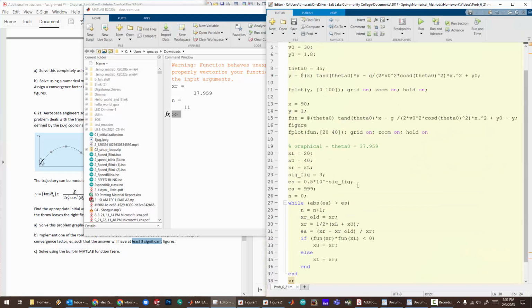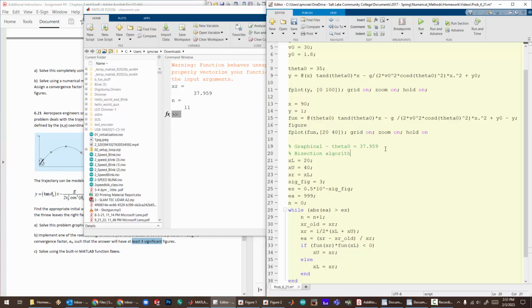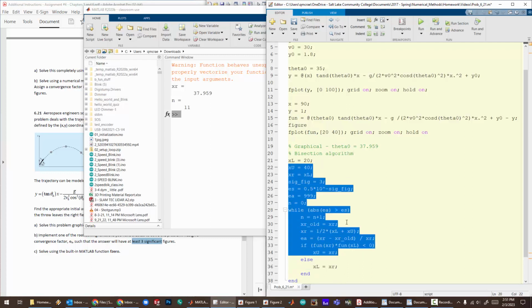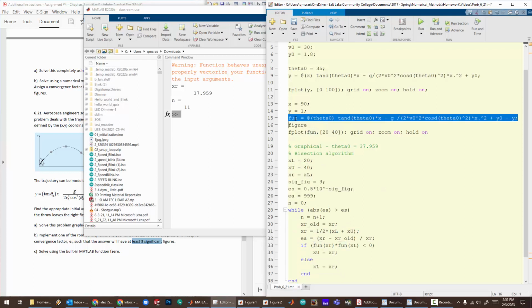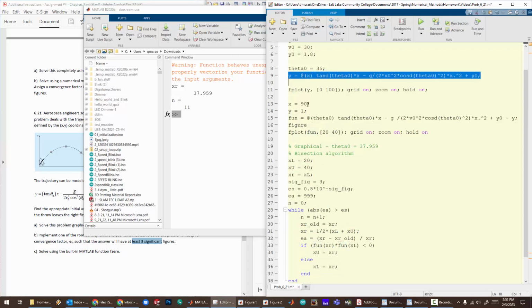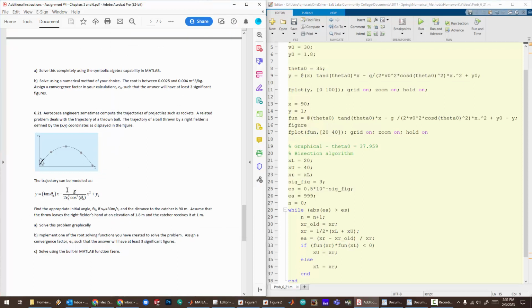We wrote it. I'll make this nice and big. We created the algorithm for the bisection. So we can put a little plot here. Bisection algorithm. So we created a bisection method and solved this function. So notice, not this function, right? We didn't solve this function right here. We put this y over on this side and solved that function, knowing that at x equals 90, y equals 1.